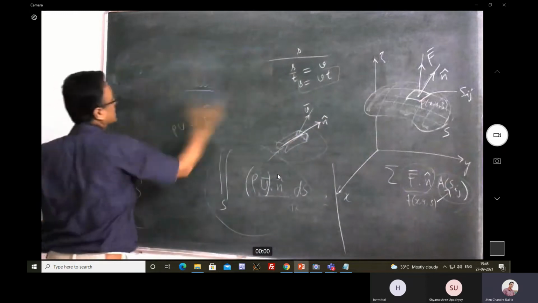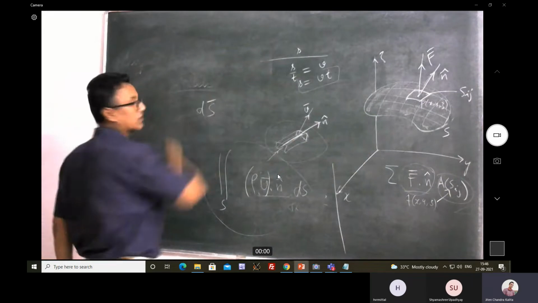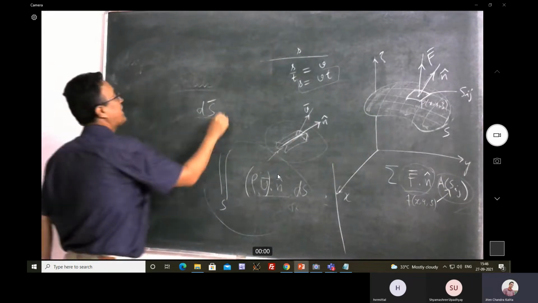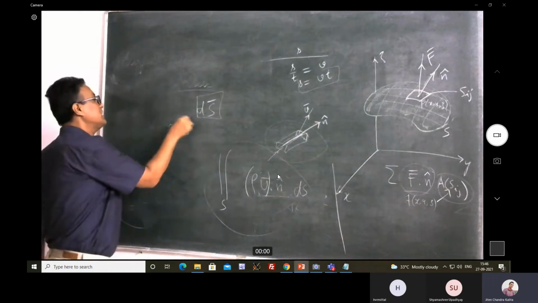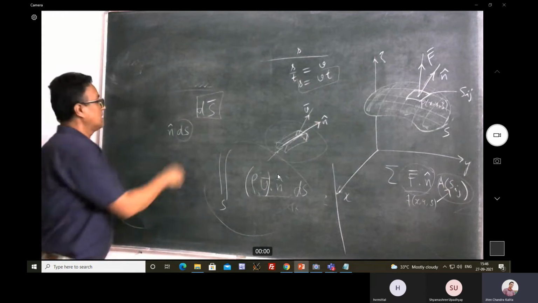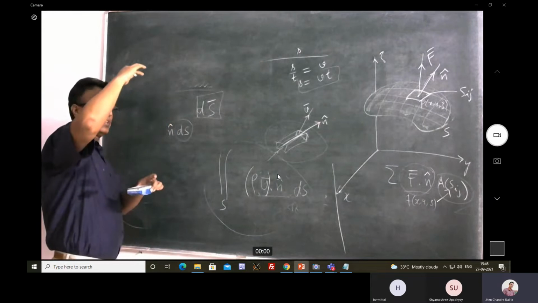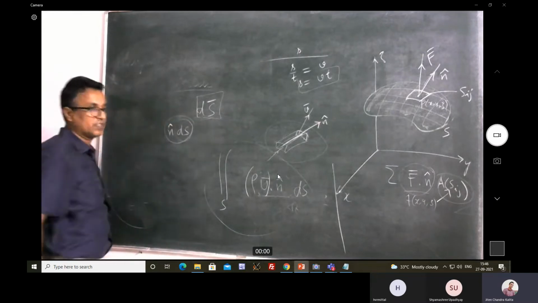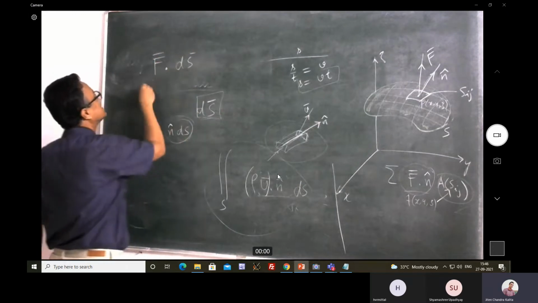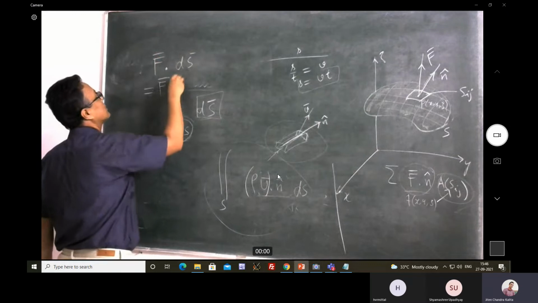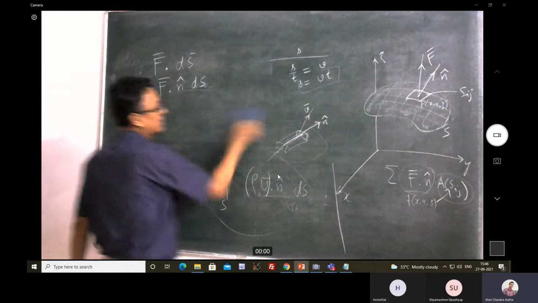You should not worry about that dS. Okay, so this is a vectorial surface. The meaning of this is simply n cap dS. You take a very infinitesimal surface having area dS, and multiply it by the normal on it, so you get the vectorial surface. So basically F dot dS means F dot n cap dS. This is very straightforward.